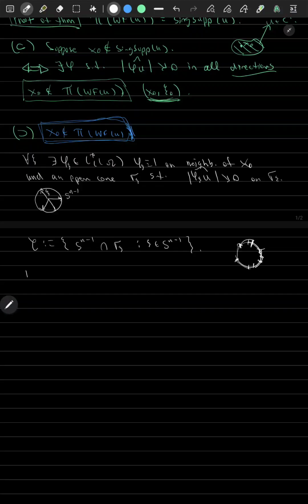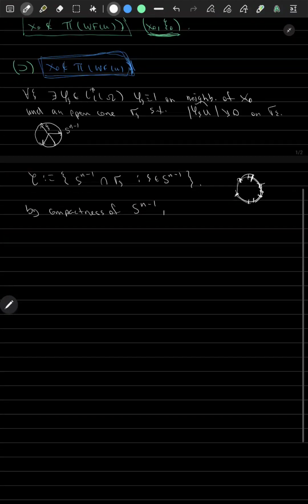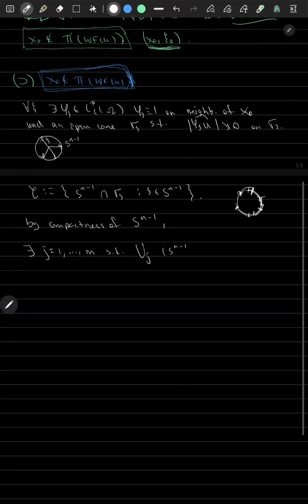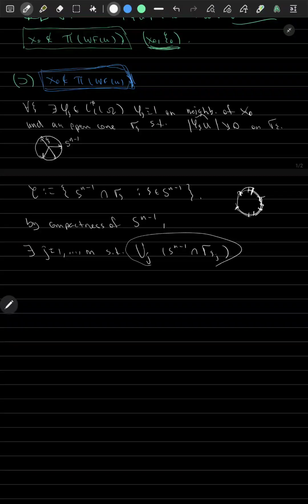So this would cover the sphere. This would be an open cover of the sphere, and so by compactness of the sphere, we can take an open subcover that's finite. And so there would exist j from 1 to m, such that the union indexed by j of gamma xi j, we would also want to intersect these with S^(n-1), so S^(n-1) intersected with this gamma xi j. So this is also a cover of the sphere.